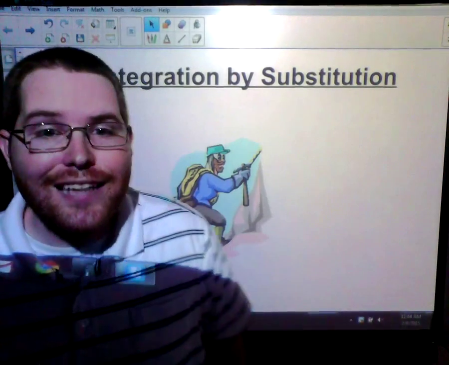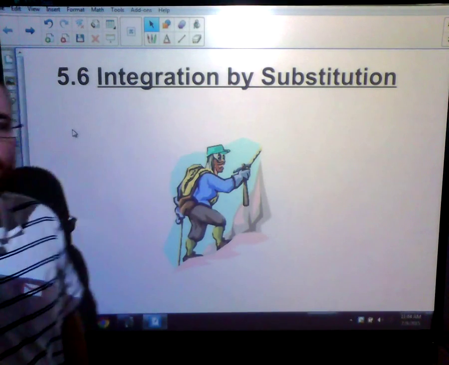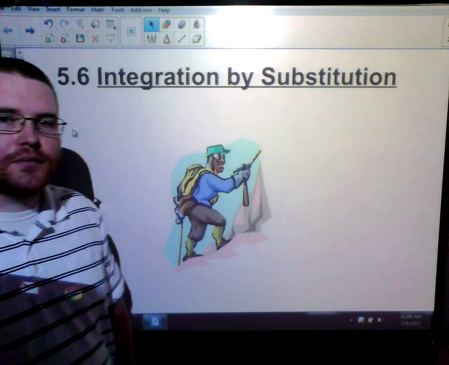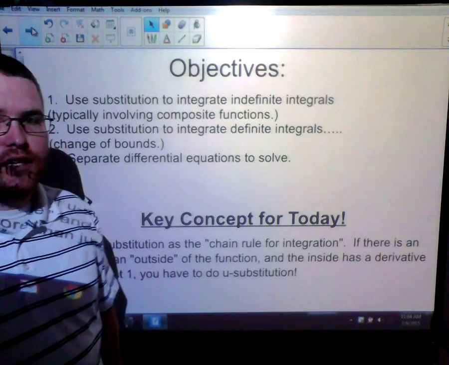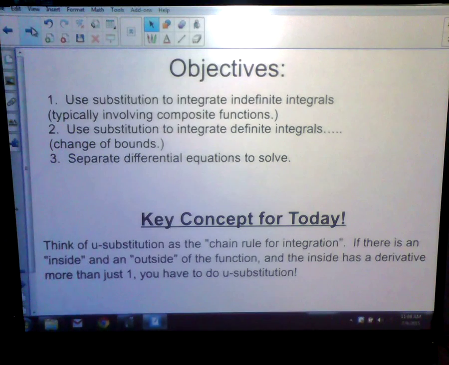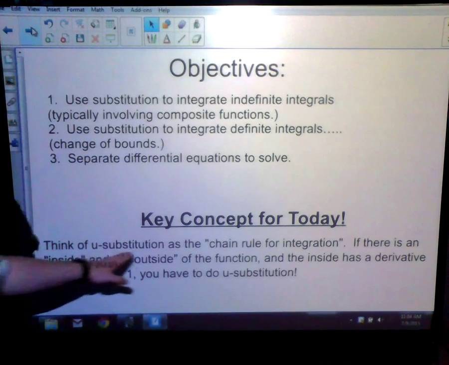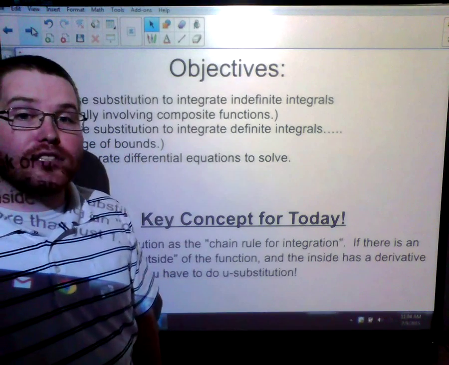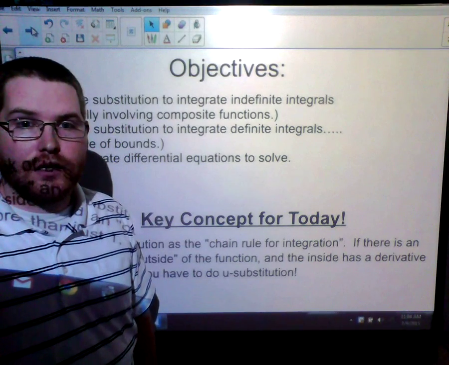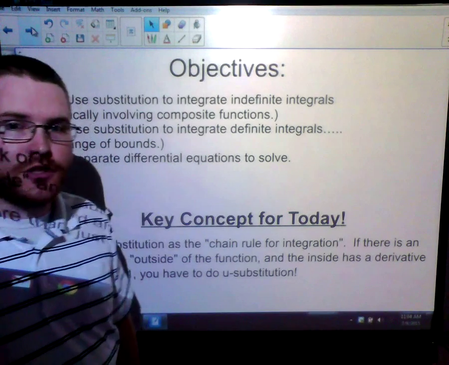Hello everyone to the last section in Chapter 5. This is 5.6, Integration by Substitution. One of the most important concepts you're going to see. Okay? The key concept for today here is u-substitution is the chain rule for integration. So if we have an outside and an inside function, we have to do u-substitution.